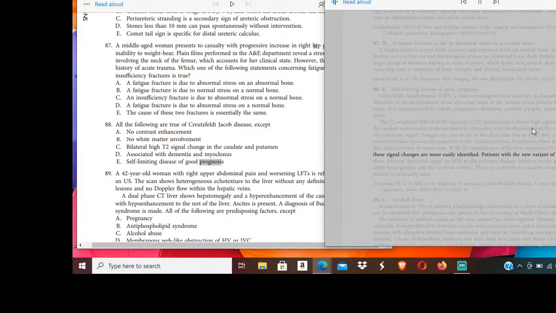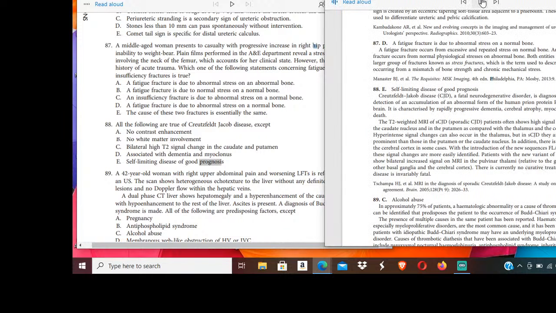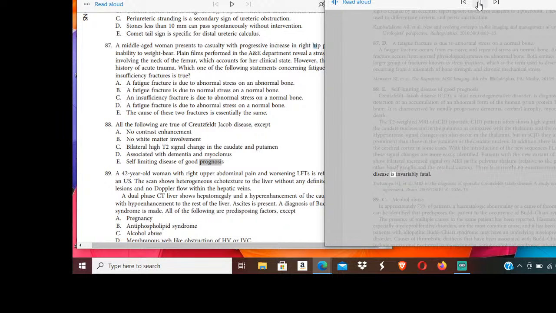Patients with the new variant of CJD show bilateral increased signal on MRI in the pulvinar thalami relative to the gray matter of other basal ganglia and the cerebral cortex. There is currently no curative treatment and the disease is invariably fatal.